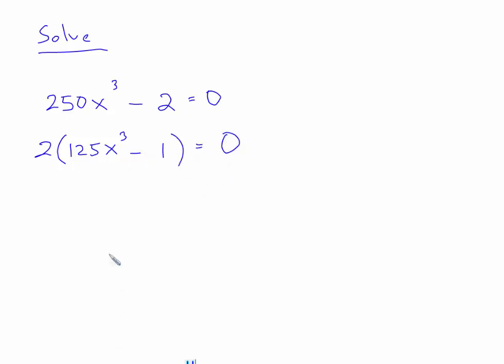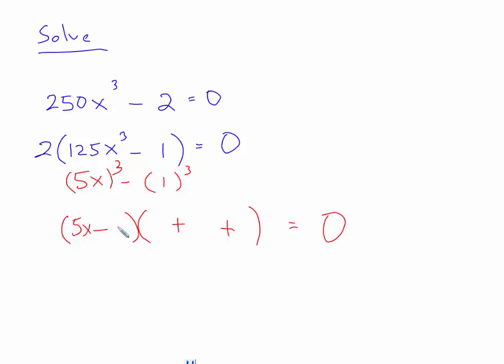And now you should recognize, oh, these are perfect cubes, because 5x to the third power gives me this, and 1 to the third power gives me this. So if you factor this now, you'll end up with a binomial and a trinomial. Alright, so we've got same, opposite, always positive. We have 5x and 1, 25x squared, 5x and 1.